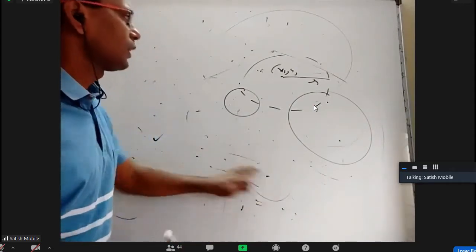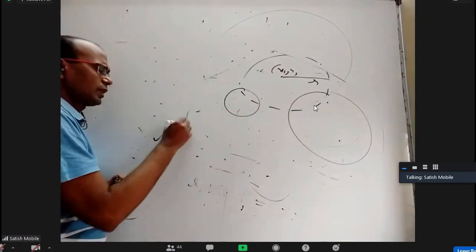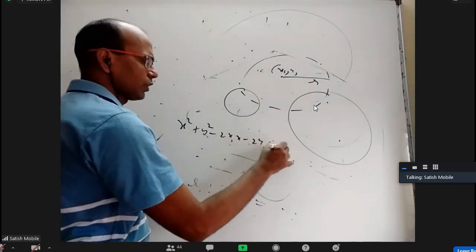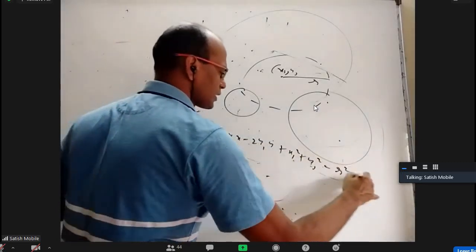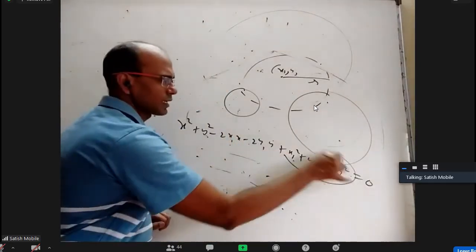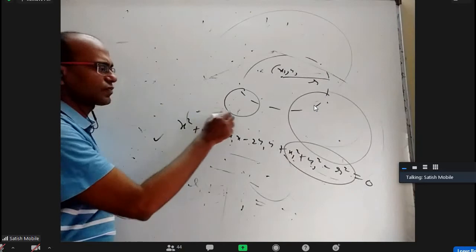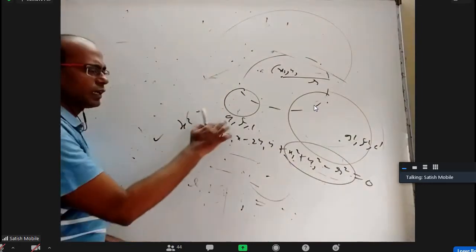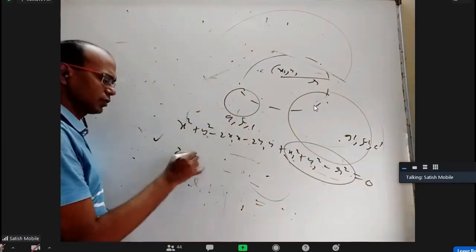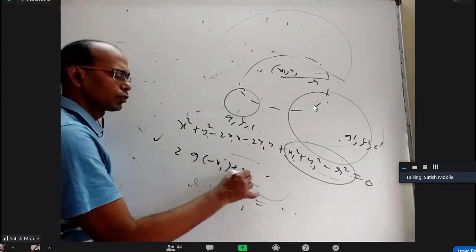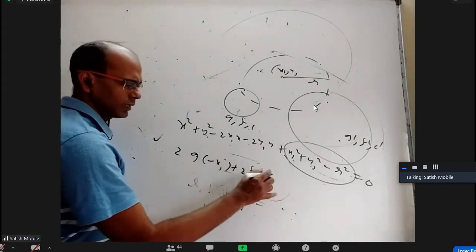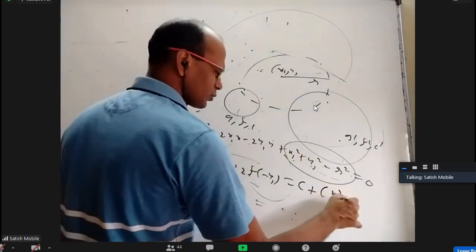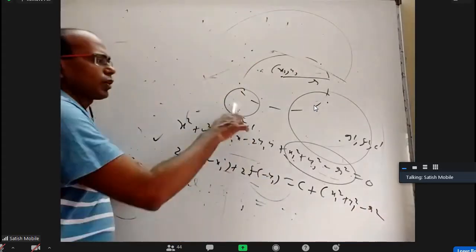If you want, I'll show you. What is the equation of the circle with center x1, y1 and radius r? x square plus y square minus 2x1x minus 2y1y plus x1 square plus y1 square minus r square equal to 0. This whole thing I'll call C. And this is a general G, F, C circle, and this is the G dash, F dash, C dash circle. What is the orthogonality condition between these two? 2G G dash plus 2F F dash, that is 2 into G into minus x1 plus 2 into F into minus y1, equal to C plus C dash, and C dash is x1 square plus y1 square minus r square. I applied orthogonality for these two.